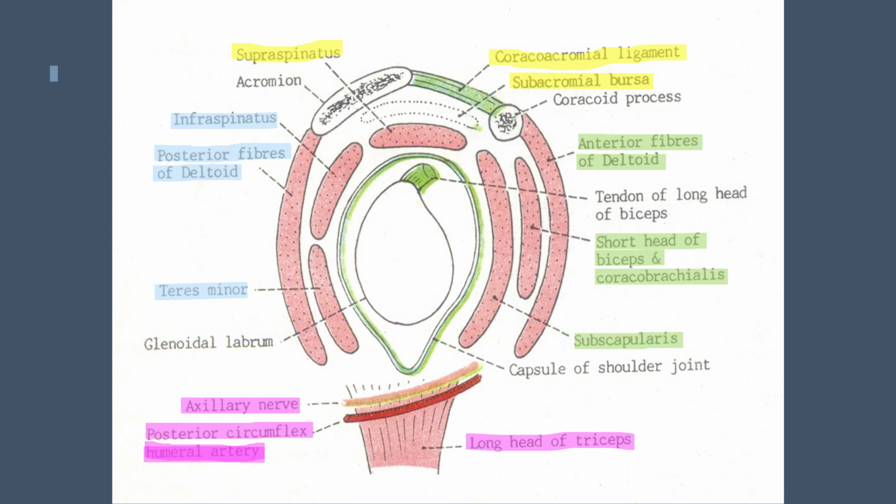In the anterior aspect, we see the subscapularis muscle and the subscapular bursa at the deepest level. Above that, we see the coracobrachialis muscle and short head of biceps and a part of the anterior fibers of deltoid muscle. The shoulder joint is posteriorly related to the infraspinatus muscle and the teres minor muscle and overlaid by the posterior fibers of deltoid muscle.